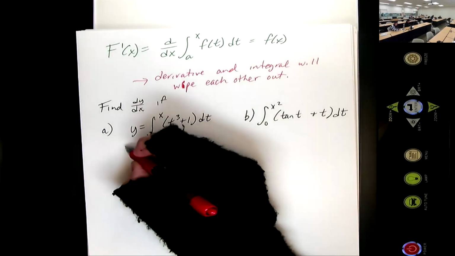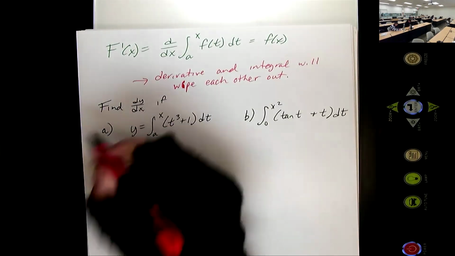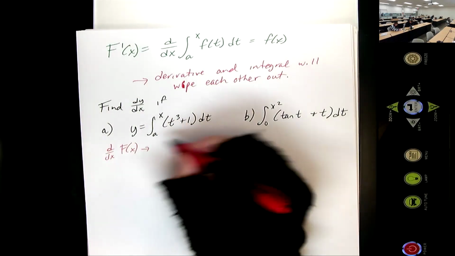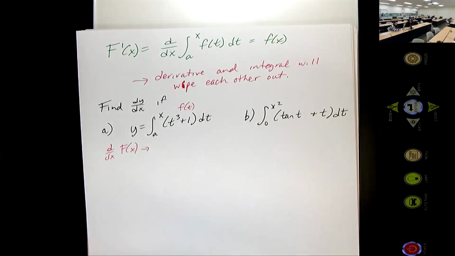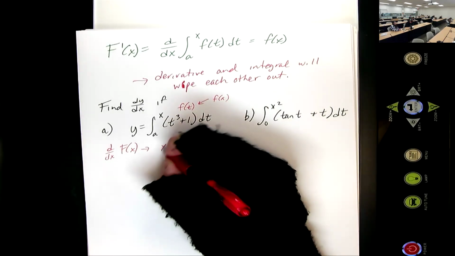So this is like big F of x right here. And so if we're taking the derivative, this is f of t. We should get that evaluated at x. We should get x cubed plus 1.